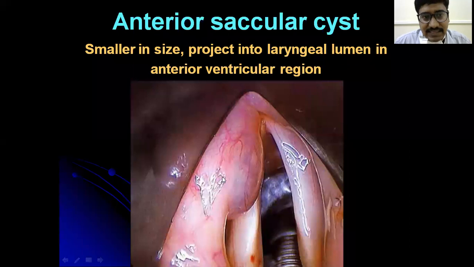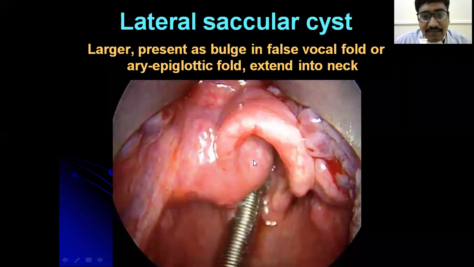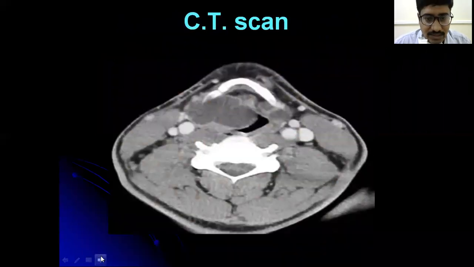This is the saccular cyst, which is smaller in size. So the treatment of choice is microlaryngeal surgery and excision of the cyst. If this is of large size, it obstructs the laryngeal inlet and it causes stridor. See, this is a CT scan showing the saccular cyst, which arises from the saccular space or from the ventricle.